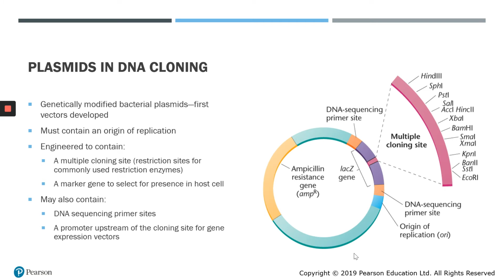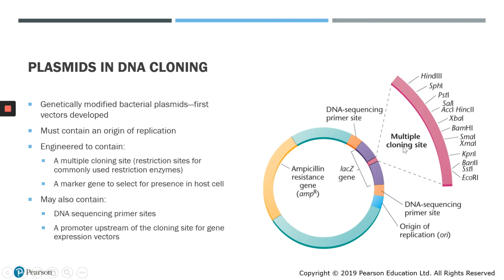Plasmids are often used in DNA cloning. Genetically modified bacterial plasmids were the first vectors that were developed. All plasmids must contain an origin of replication in order to allow for them to replicate within the bacterial host. Plasmids are also engineered to contain a multiple cloning site. The multiple cloning site is a region of the plasmid that contains the restriction enzyme sequences or target sequences of commonly used restriction enzymes.